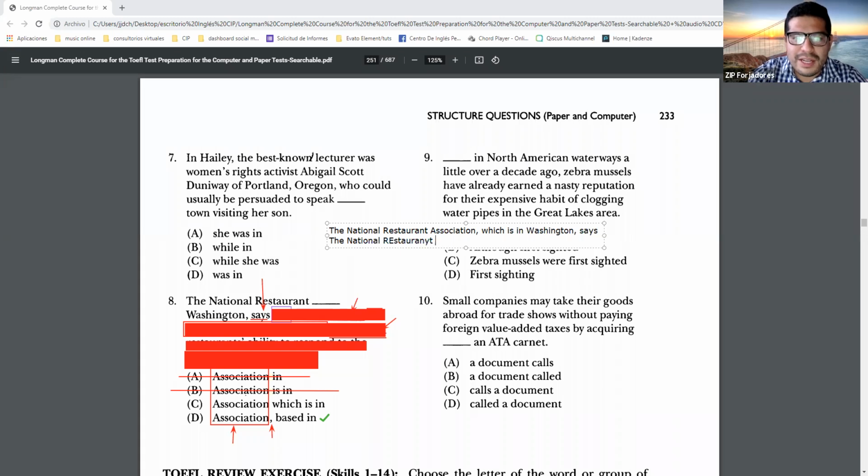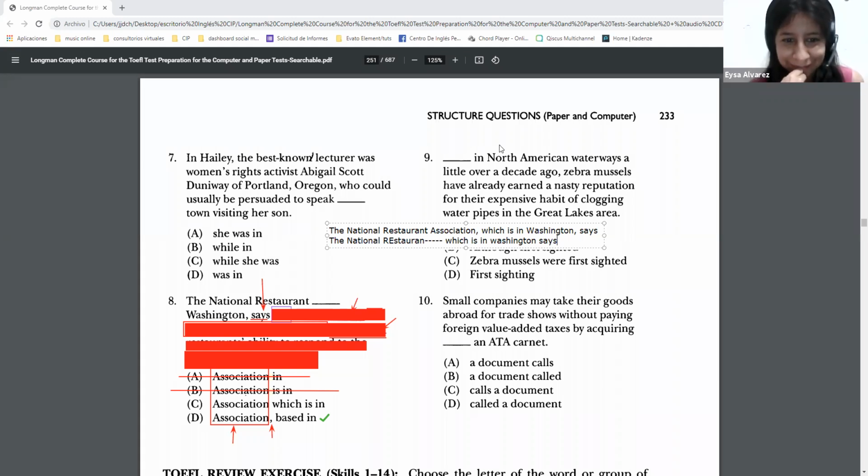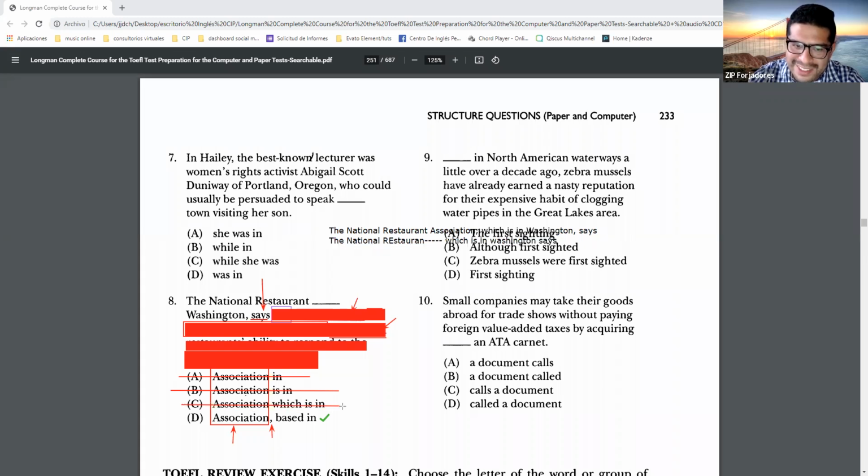And also I can say the National Restaurant Association, blah, blah, blah, which is in Washington says, without the comma. So these two are correct, but you're going to set the clause off from the rest of the sentence with commas or without commas, but you cannot say one comma, another comma. So letter C cannot be, just because of the comma.